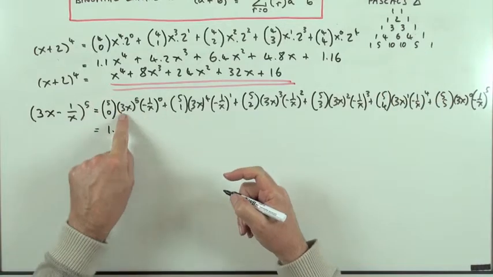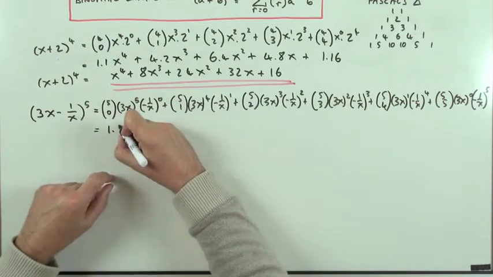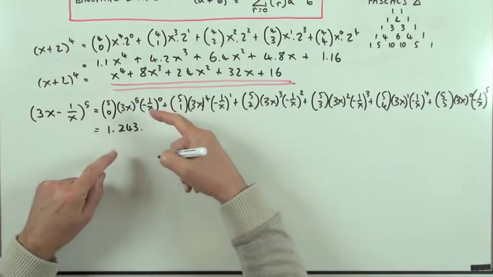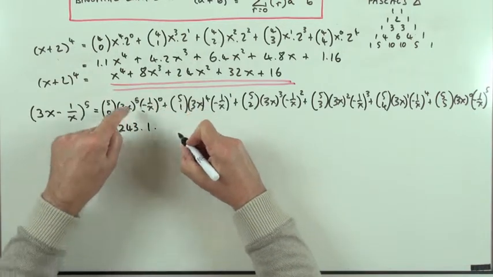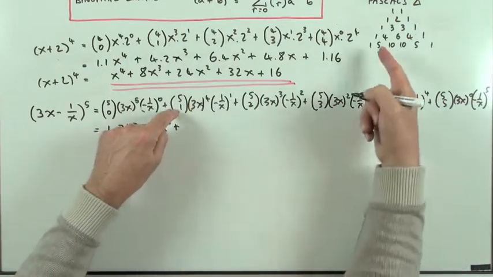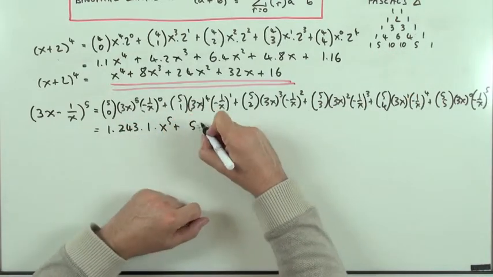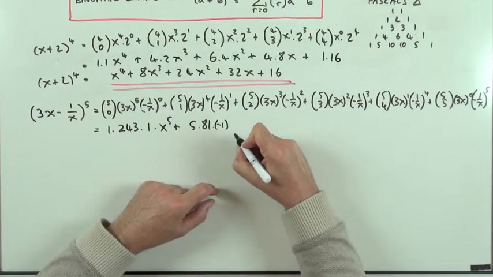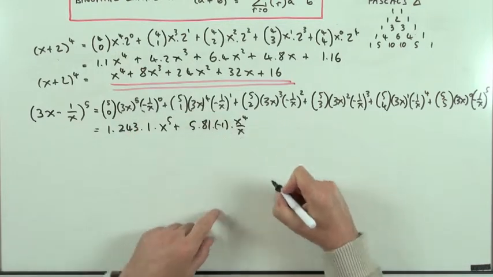So that's going to be 1. So 3 to the 5 is 243. That'll just be power 1. And there's an x to the 5 there. That's going to be 5 this time. 3 to the 4 is 81. That's a negative 1 now. x to the 4 over an x.